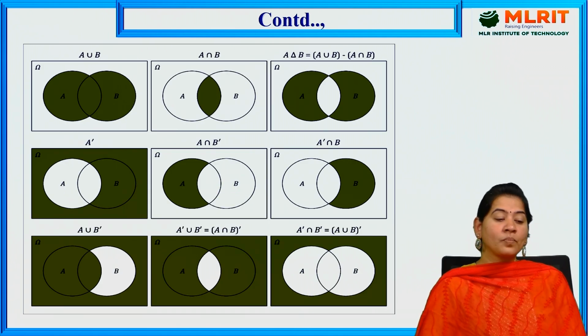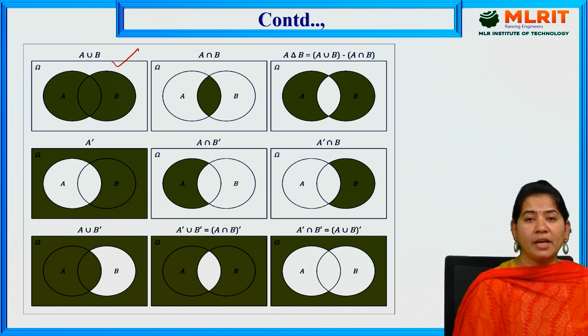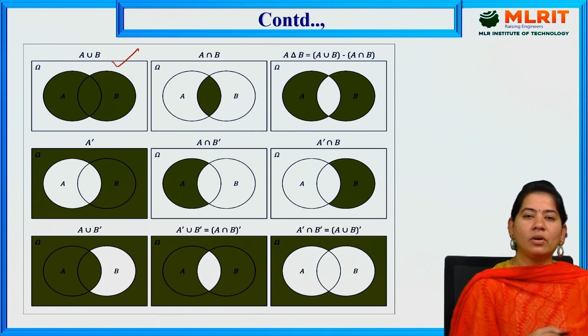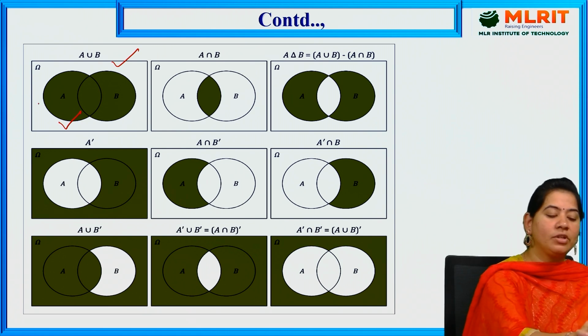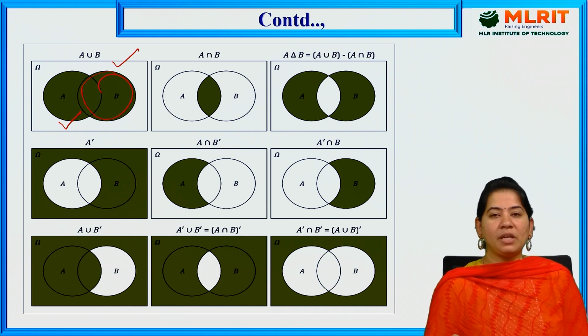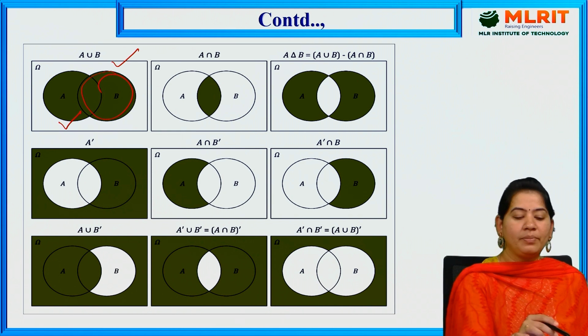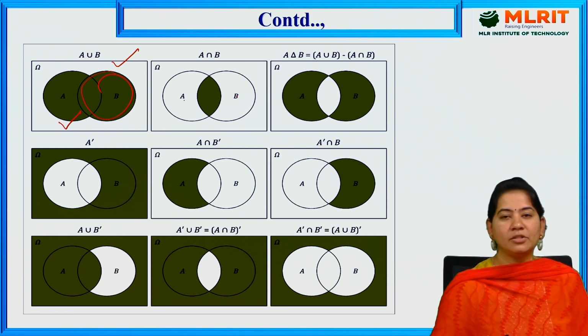Let us see. First we have A union B. How do we represent A union B? As in the problems we have already solved, you combine the elements of A and B and write all of them together, so you shade both the A and B sets. I represent set A with one circle and set B with another circle. Now, A intersection B means we take only the common elements from both sets, so out of the A and B circles, only the common part is shaded.